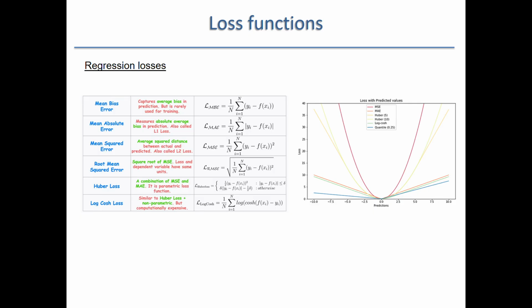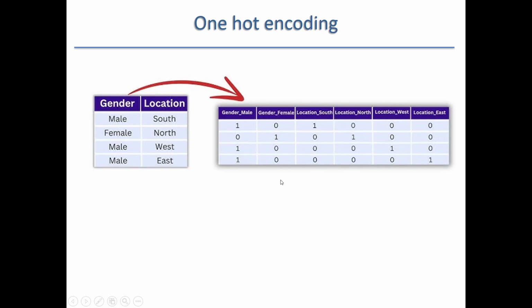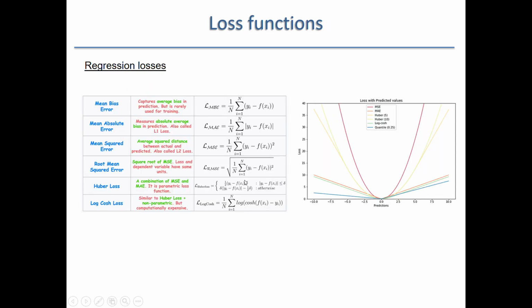And then here you have this log cosine, hyperbolic cosine, function. It is somehow similar to the Huber loss, but it's non-parametric. In the Huber loss you have to choose the delta. Here you don't have to choose the delta, but because you are using logarithms and hyperbolic cosines, it is more expensive to compute. So those are for regression problems.